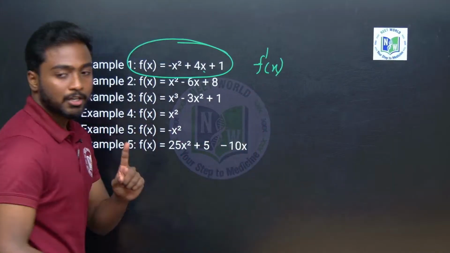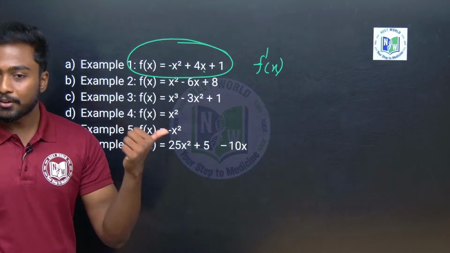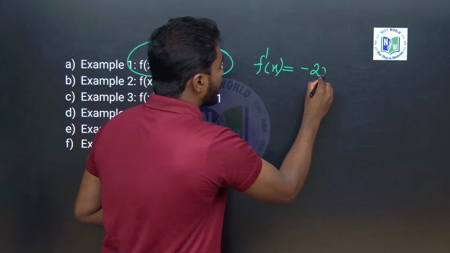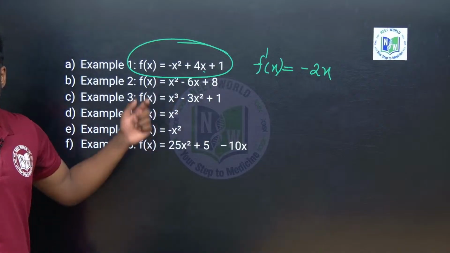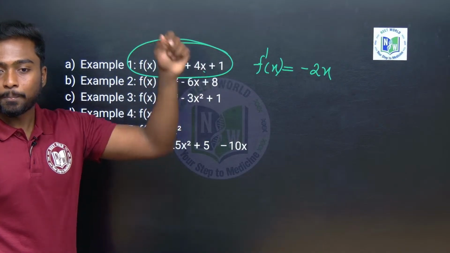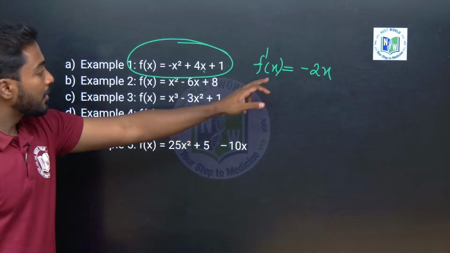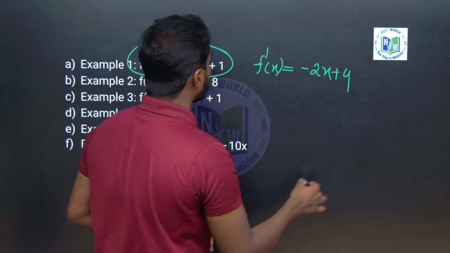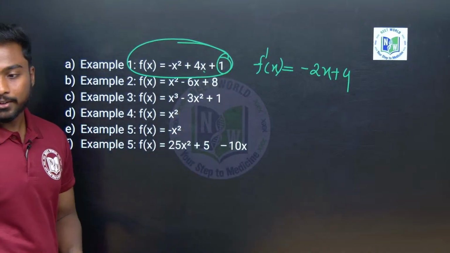This is the first condition now. Take the function, differentiate it. So f of x minus 2x, this is x power n, which means n into x power n minus 1 is the formula. So minus 2x plus 4. If I differentiate a constant, I will get 0.